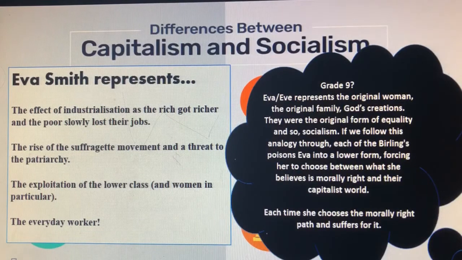Further ideas might be gleaned from the fact that Eve, or Eva, represents the original woman, the original family, in fact, God's creations. They were the original form of equality, and so socialism. If we follow this analogy through, each of the Birlings poisons Eva into a lower form, forcing her to choose between what she believes is morally right and their capitalist world. Each time she chooses the morally right path, but suffers for it.